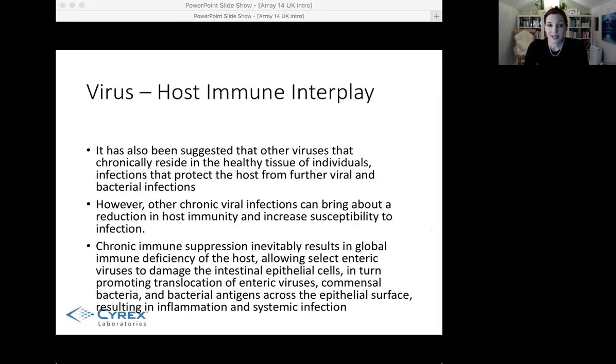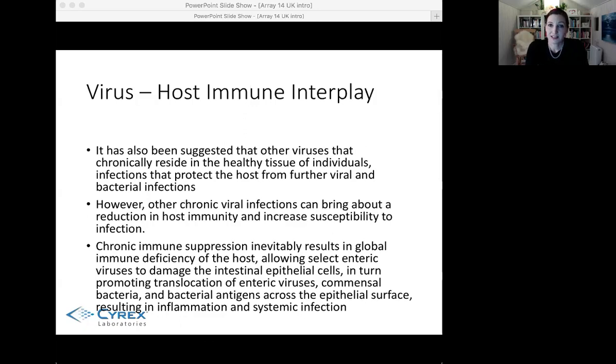So again, quite interestingly, it is thought that some viruses can actually be protective against further viral infections and further bacterial infections. So if you have a healthy virome and a healthy viral relationship, then this can prevent you, in theory, from getting radically ill or suffering greatly if you come into contact with a more pathogenic virus.